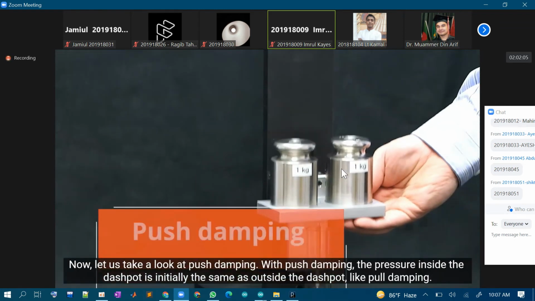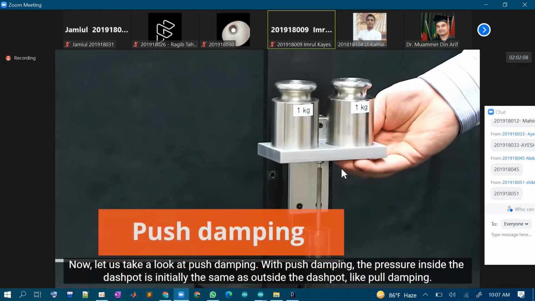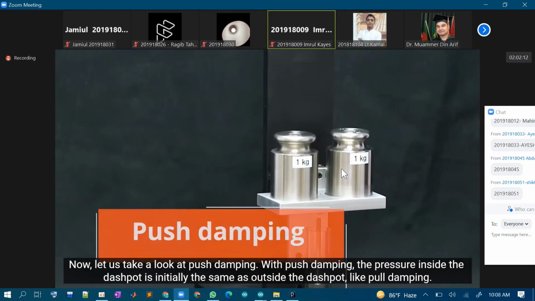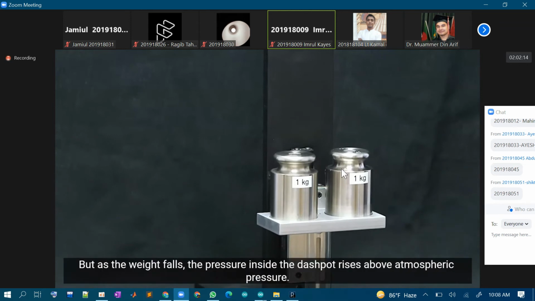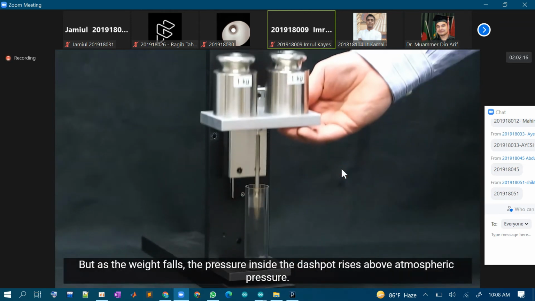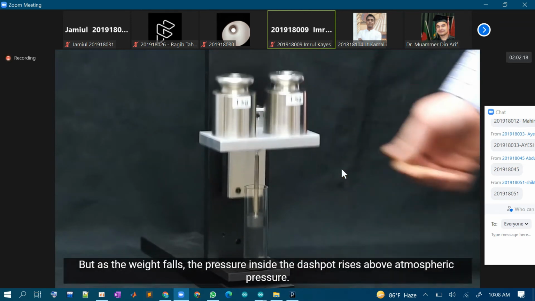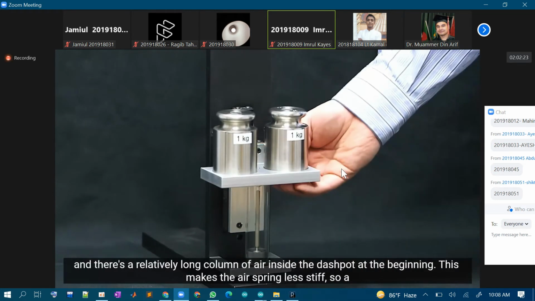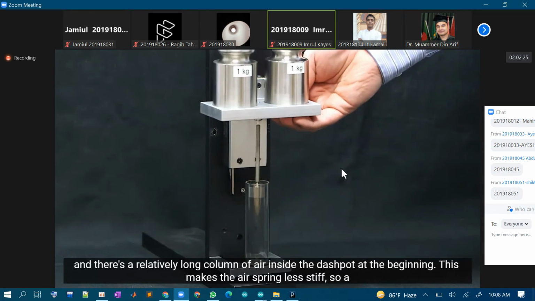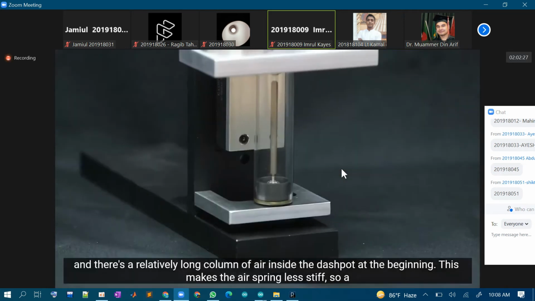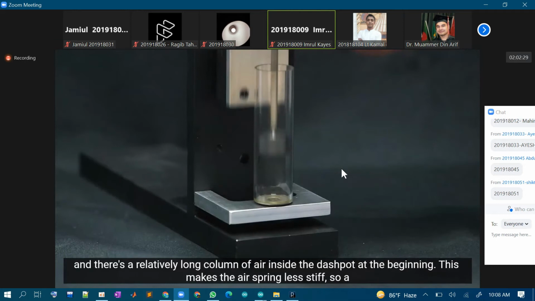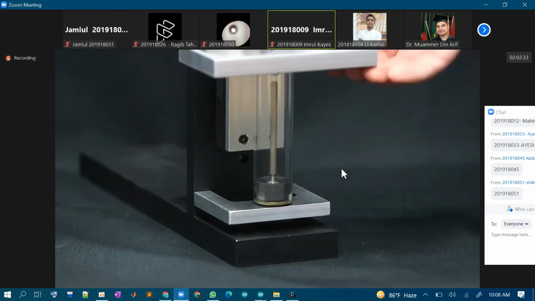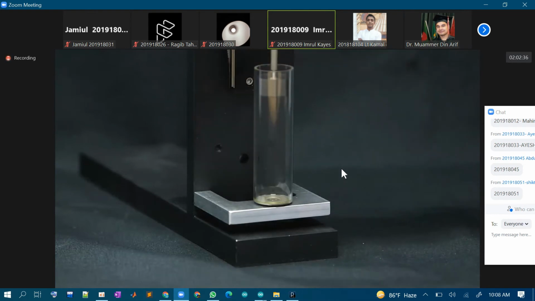Now, let's take a look at push damping. With push damping, the pressure inside the dashpot is initially the same as outside the dashpot, like pull damping. But as the weight falls, the pressure inside the dashpot rises above atmospheric pressure. The air spring effect is much greater because the piston starts in an extended position and there's a relatively long column of air inside the dashpot at the beginning. This makes the air spring less stiff, so a significant distance is traveled before the falling mass is controlled, causing the mass to bounce on the air spring.